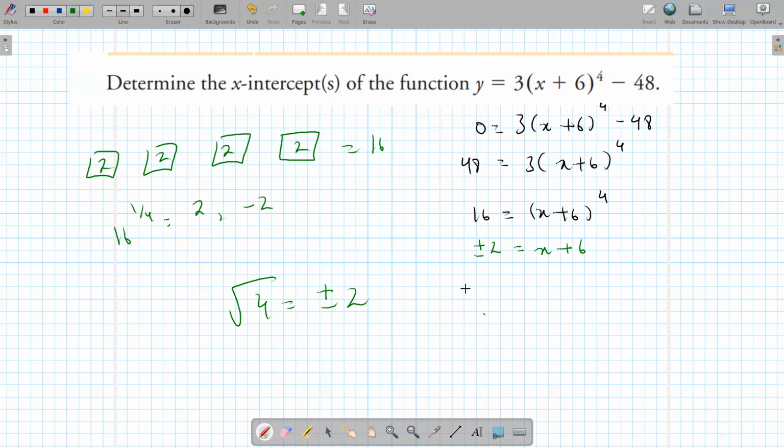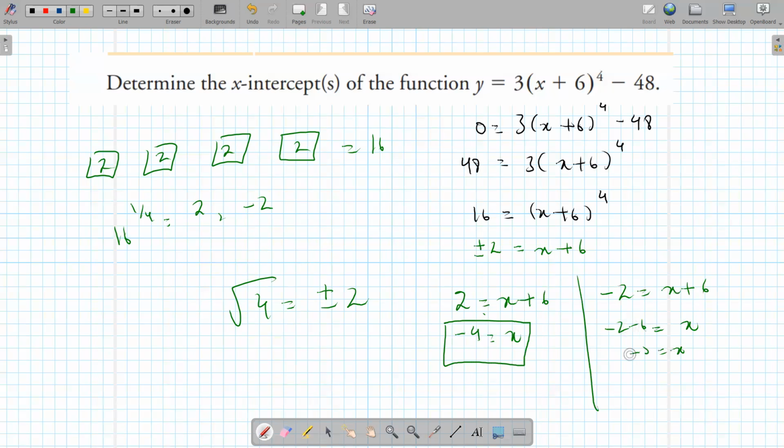So what does this mean? This means either the positive 2 equals x plus 6, or the negative 2 equals x plus 6. And then you want to subtract 6 from both sides. So x is going to be 2 minus 6, negative 4. That is one of the x-intercepts. And the other one is going to be x equals negative 2 minus 6, x equals negative 8. There you go. It has two different x-intercepts.